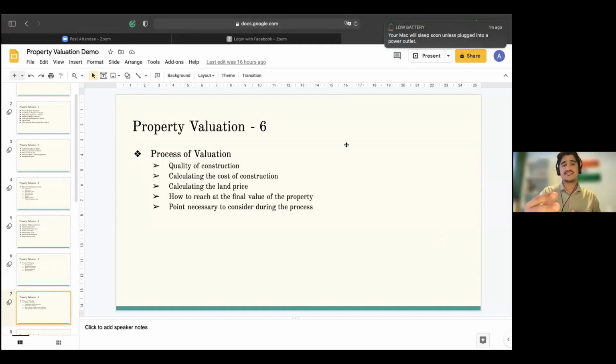Then it is a process: first you will get the case, you will visit the site, you will identify the site, you will measure the property, you will consider some aspects surrounding the property, and then you will reach the final value. But there are some loopholes, right? If you miss any of those, then you might get errors here and there in the value of the property.